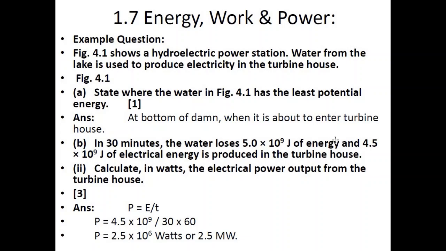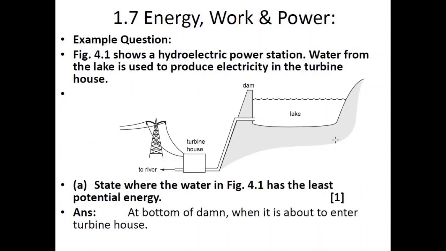State where the water has the least potential energy. Now remember that potential energy is relevant to the height. So in the figure over here, in the lake, the water will have the maximum potential energy, as this is at a certain height or a maximum height. Now when it comes down near the turbine house or at the end of the hill, it would have the least amount of potential energy, or almost zero potential energy, as all of that energy would be converted into kinetic energy.